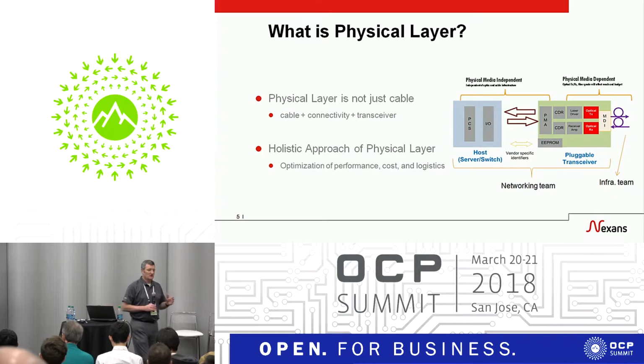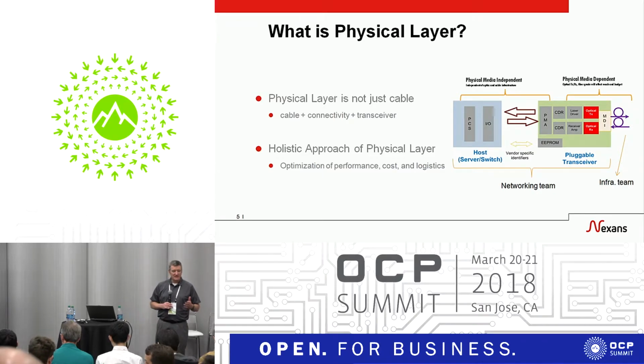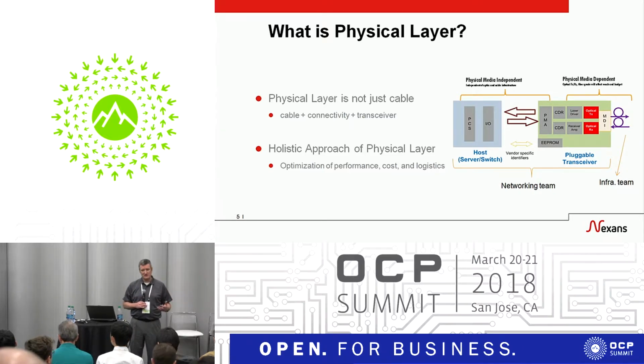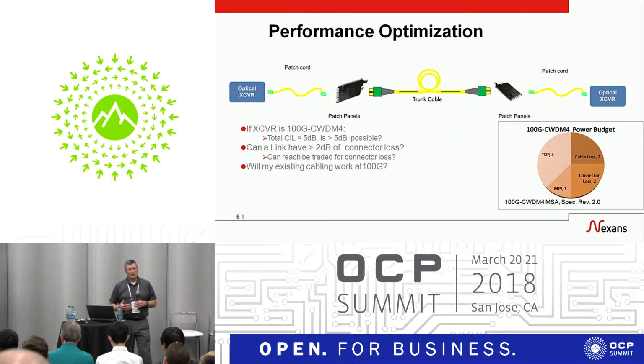All right. So what is the physical layer? Historically, this has been split into two from a supply chain perspective, but really the physical layer is the cable and the transceiver. And we make the argument that the transceiver performance has more to do with the cable and vice versa than either of them have to do with the host that it's plugged into, whether that's a switch or a server. And if we're looking at optimizing performance, you really have to look at that entire piece.